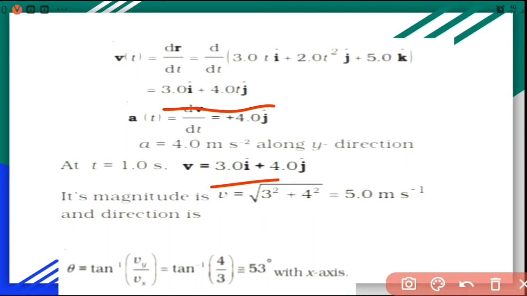Now how to find magnitude? Magnitude and direction we were discussing the previous days, that is root of vx square plus vy square, that is magnitude. So we have root of 3 square plus 4 square, that is 5 meter per second. And the direction is tan inverse Vy by Vx, that is tan inverse 4 by 3, that is approximately 53 degree with x-axis. Such a problem I think we have done also, finding the magnitude and direction of a vector. Okay, so that's the answer to this question.